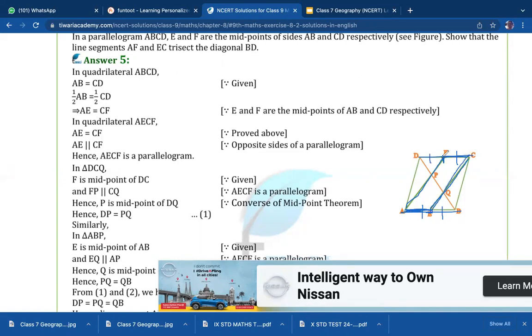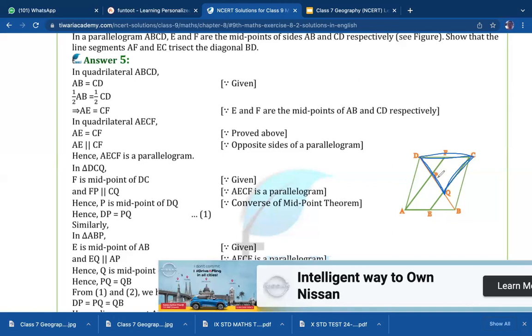AECF is a parallelogram. But that's not what is asked in the question. The question asked is AF and EC trisect diagonal BD. Right. So let me take the triangle. First of all, let me take the triangle DCQ. Let me erase these lines so that there's no confusion.